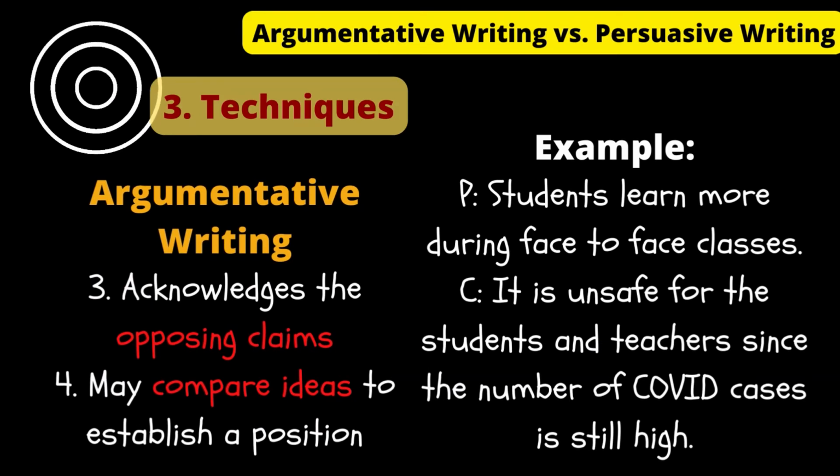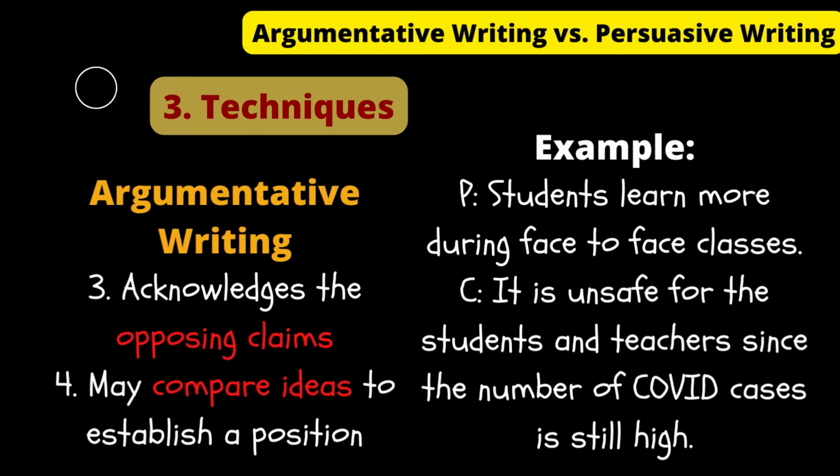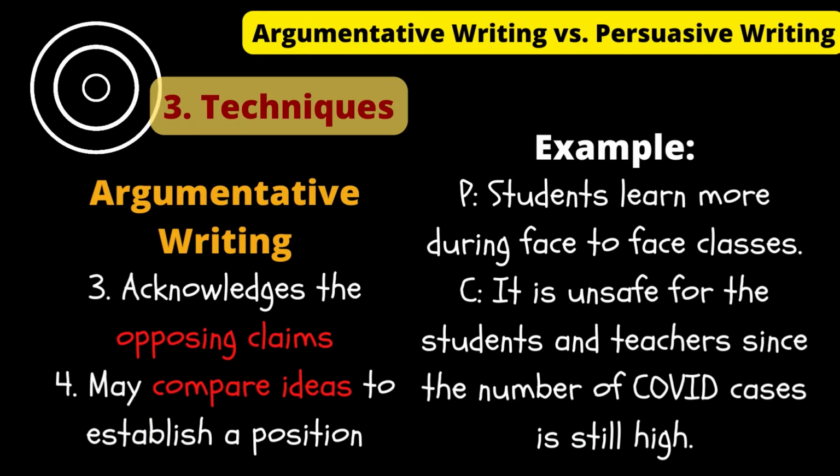Furthermore, opposing claims are acknowledged in argumentative writing or essay, meaning you are free to present the disadvantages of your chosen side. Writers do this to help the reader see the advantages and disadvantages or pros and cons of an issue. For example, the issue is about the conduct of face-to-face classes in this time of pandemic. The pro will be students learn more during face-to-face classes, while the con, it is unsafe for the students and teachers since the number of COVID cases is still high. So you are presenting the disadvantage and the advantage of that issue.